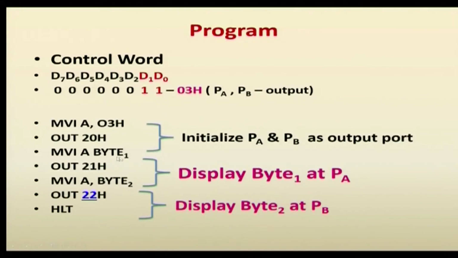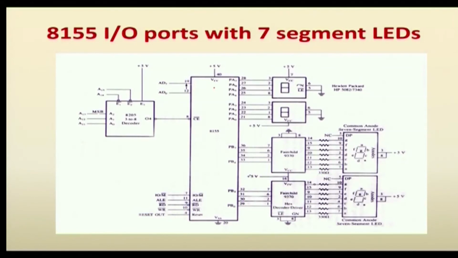Then I have to load the value which I want to display on the port A. So, MVI A comma byte 1, then OUT 21 means this is the port address of port A. Then I want to write the second data, which is on the port B display device. In the port A, I want to display the value 45, which means the corresponding LEDs will glow. Here 5 means this kind of display, 45 will be displayed. Then here I want to display the value 26. So, here 2 will be displayed, here 6. So, I want to display 45 on the port A, 26 on the port B.